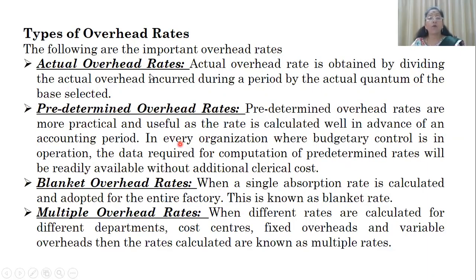Next, types of overhead rates. The following are the important overhead rates. We'll see them one by one. Actual overhead rate is obtained by dividing the actual overhead incurred during the period by the actual quantum of the base selected, that is, the quantity or the value. We have seen this in the formula.